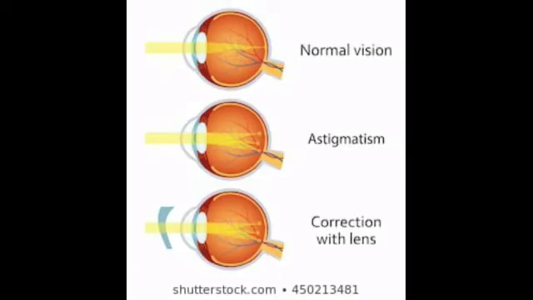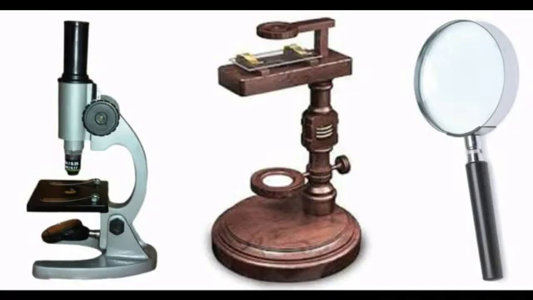Let's move on to learn about the microscope. This is an optical instrument which helps us to see tiny, that is very small objects. It is classified as simple microscope and compound microscope. Now we are seeing three different kinds of simple microscopes. Now we will go on into the simple microscope. A simple microscope has a convex lens of short focal length.